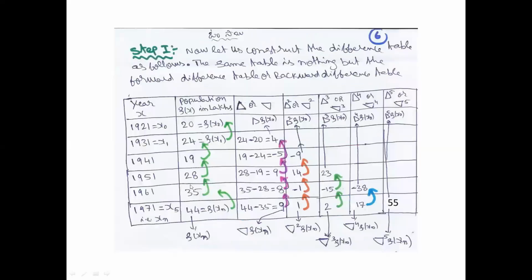In this table, for backward difference, we have to consider the bottom values. See the cursor, these are the bottom values for backward difference. For forward difference, top values. See the movement of the cursor, top values. So for backward difference, xn value, f(xn) value, del f(xn) that is 9, del square f(xn) 1, del cube f(xn) 2, del to the power of 4 f(xn) 17, del to the power of 5 f(xn) 55.